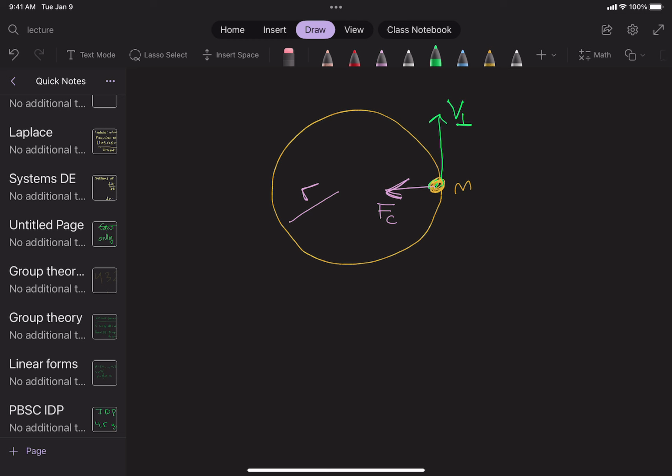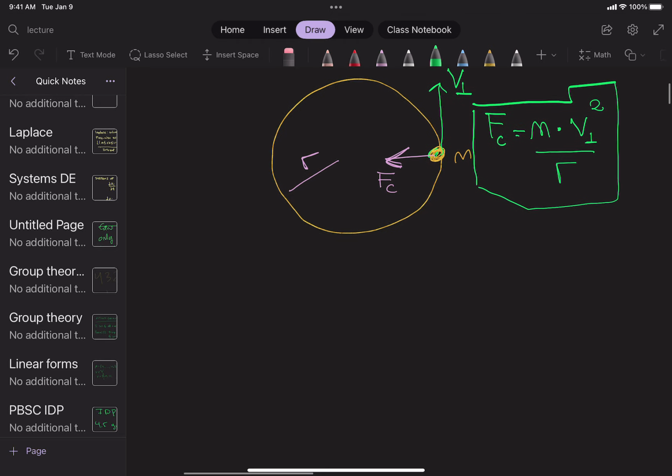And so from there, we have the equation for the centripetal force. The centripetal force is defined as the mass of the object moving in a circle multiplied by the velocity squared, but the velocity has to be the velocity perpendicular to the radius, and divided by the radius of the circle. So that is the basic equation for the centripetal force.